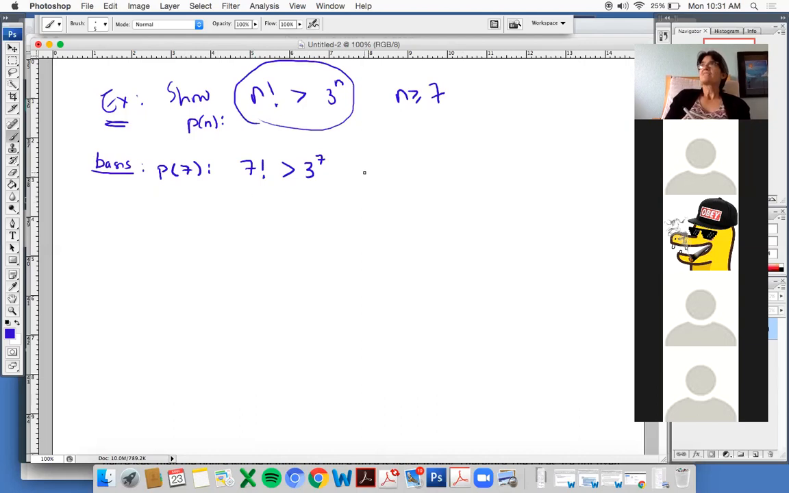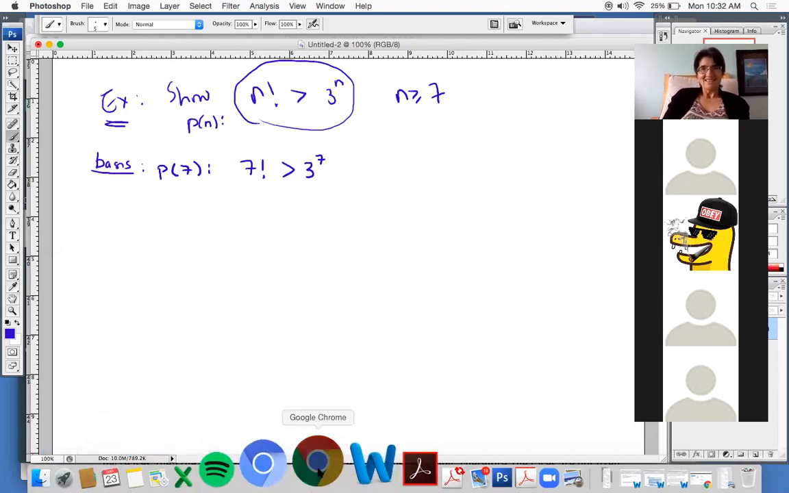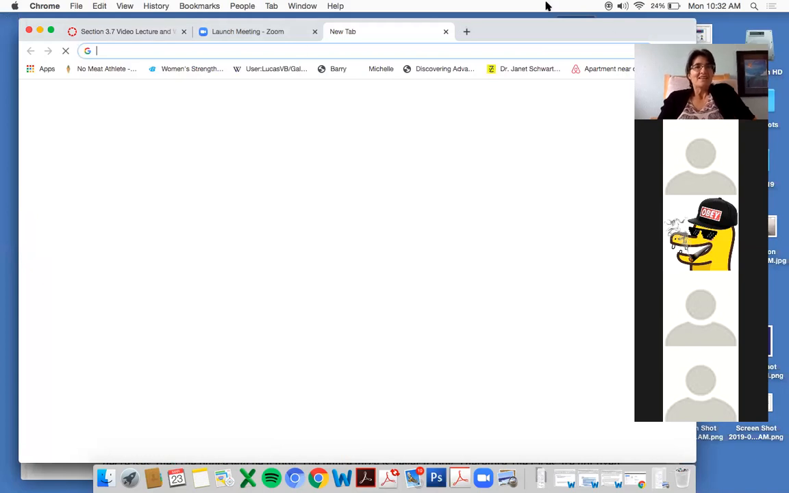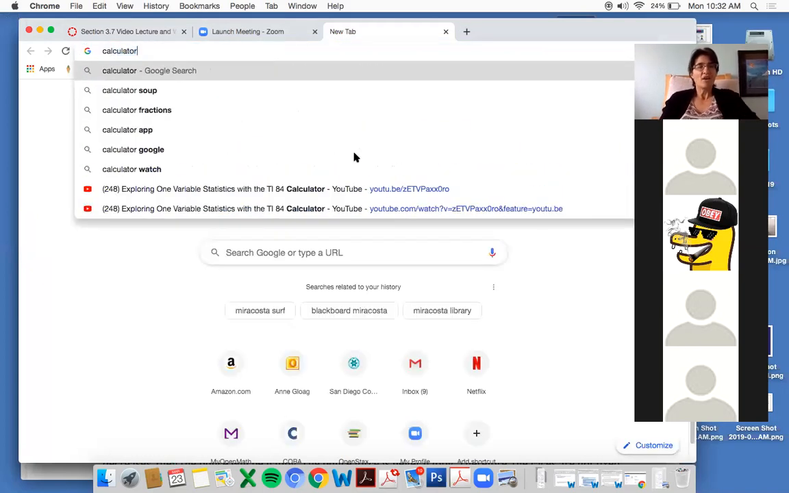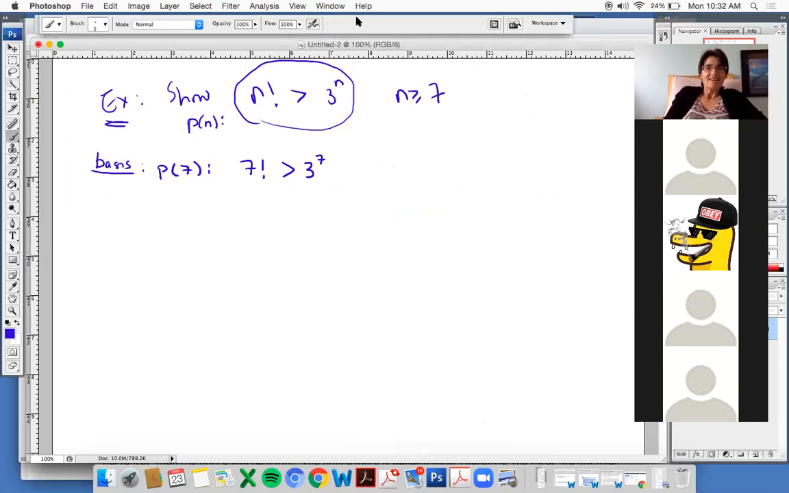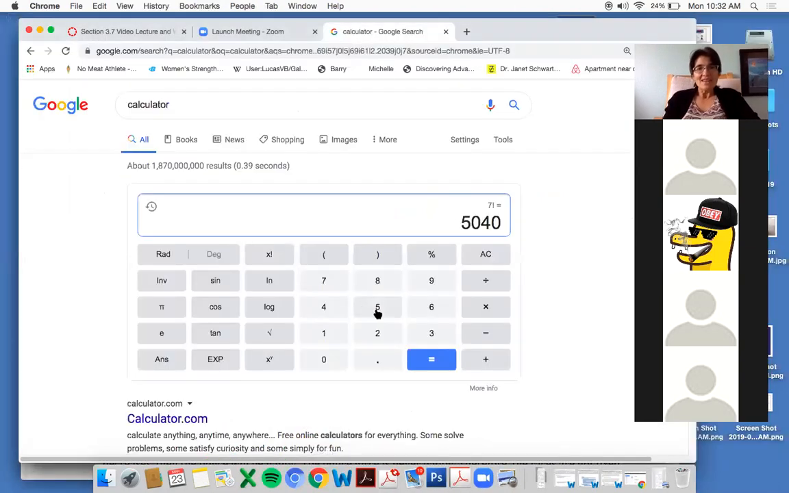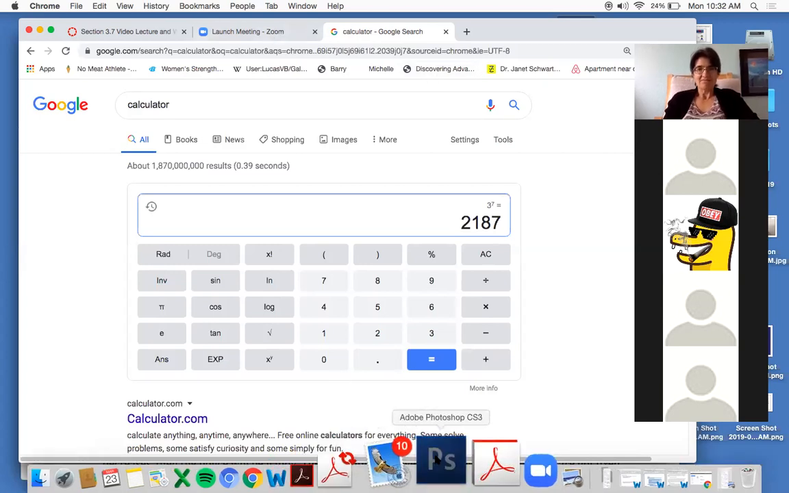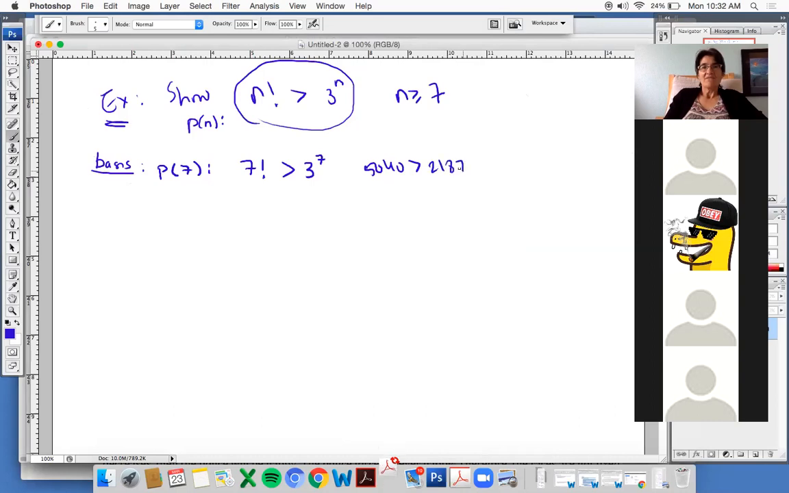So 7 factorial is, I don't have my calculator. Let's see, 120, 720, it's a big number. Let me use the calculator. 7 factorial is 5040. And 3 to the 7 is also a big number, I'm sure. So 3 to the power 7 is 2187. All right, so this is true. So that took care of the basis step.